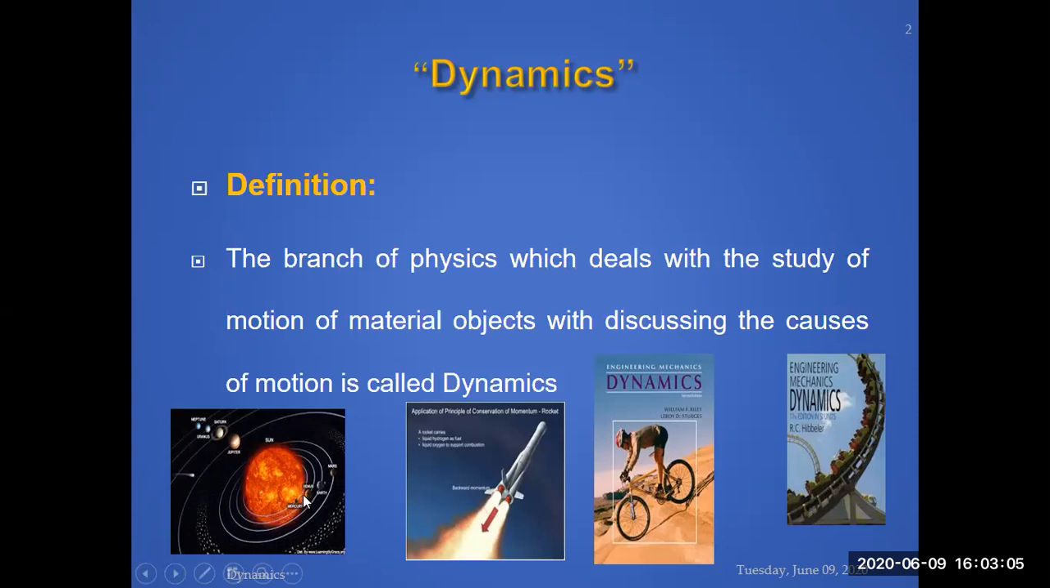These are some examples: the sun, stars, and galaxies, how they are moving and what type of force is acting on these objects moving in circular orbits. Another example is fuel, which force is responsible for moving the fuel. Another example is which force is responsible for moving a cycle on the surface. And another example is engineering mechanics. In parks, different things are used, and basically they work on the principle of dynamics. Their construction and working are based on and linked with dynamics.